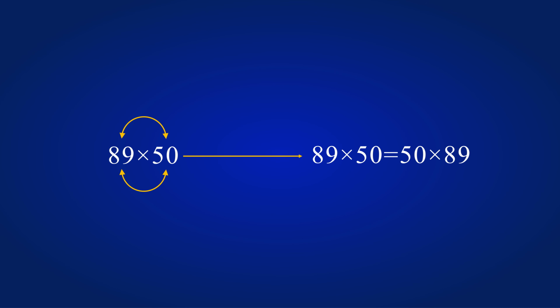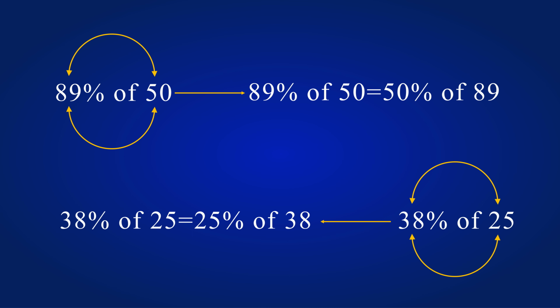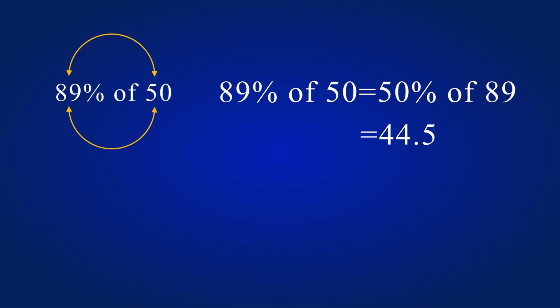Now let's move to trick 2. Just like multiplications, you can rotate percentages as well. For example, 89% of 50 is same as 50% of 89. Did you know this earlier? So when you will find something in this manner, just rotate the numbers. It may be tough to calculate 89% of 50, but finding the half of 89 is way easier. It is 44.5. So 89% of 50 is also 44.5.